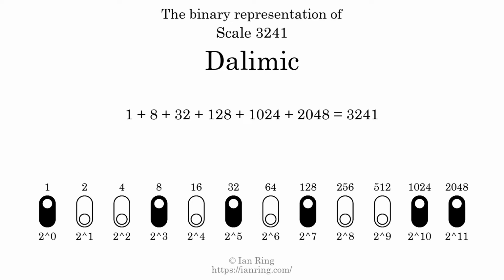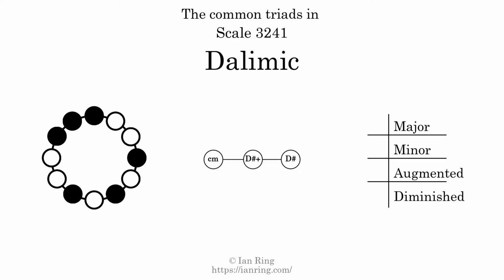That is why the scale number, in decimal, is 3241. The scale number not only enumerates the scale with a unique index, but it also literally describes the tonal content of the scale. Represented as a binary number in base 2, the scale number is 110010101001.